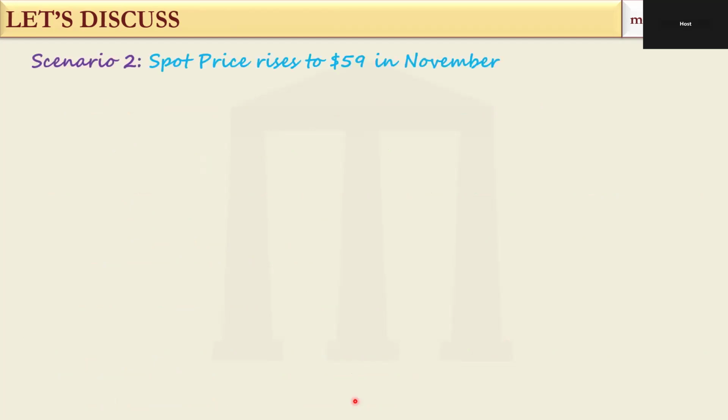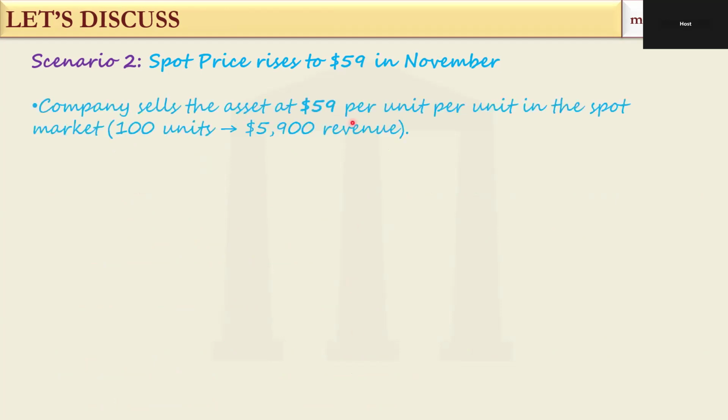Instead of falling, the price actually rises to $59. So in this case, what will happen? The company will be able to sell the asset at $59 per unit. By mistake, per unit has been written twice over here, so I just delete it. In the spot market, the revenue will be $5,900.